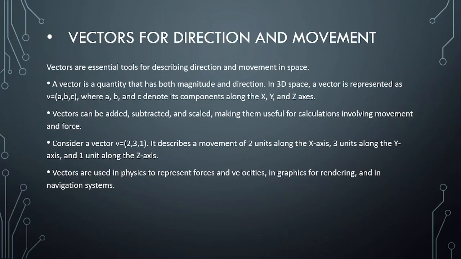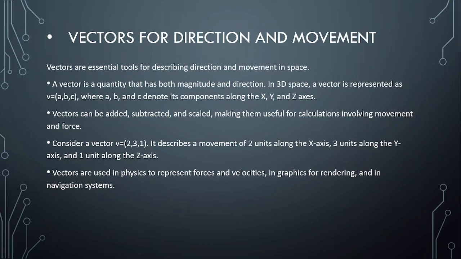Vectors for direction and movement. Vectors are essential tools for describing direction and movement in space. A vector is a quantity that has both magnitude and direction. In 3D space, a vector is represented as vector equals A, B, C, where A, B, and C denote its components along the x, y, and z axes. Vectors can be added, subtracted, and scaled, making them useful for calculations involving movement and force.